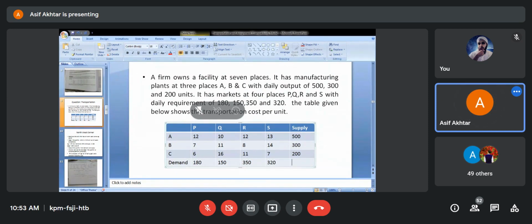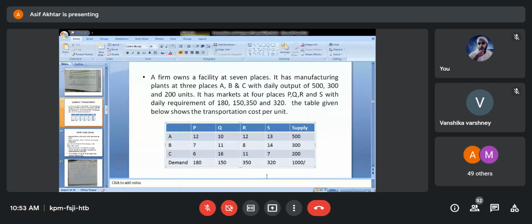So let me now check. If I take the sum total of supply, how much is this? 1,000. If I take the sum total of demand, how much is it? 1,000. This is the way that you write. आप इसको ऐसे लिखते हैं.